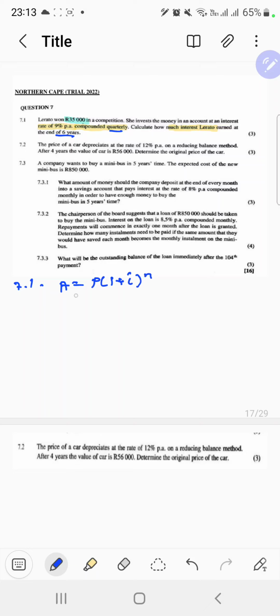First of all, we need to know how much money she accumulated, right? So this is from 35,000 into 1 plus, what is our i there? i is 0.09, but this is quarterly, so we do the nominal interest. Then for 6 years, so this is 6 times 4.